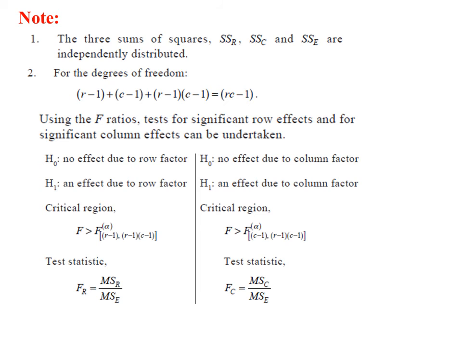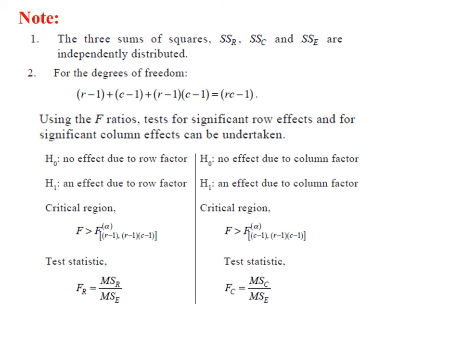So for the row effect, H0 is no effect due to the row factor, and its alternative is an effect due to the row factor. Similarly, we can write H0: no effect due to the column factor, and H1 will be an effect due to the column factor. Like that we can write. And the critical region is F greater than F of R minus 1, comma, R minus 1 into C minus 1. Again here also we can write the critical region.